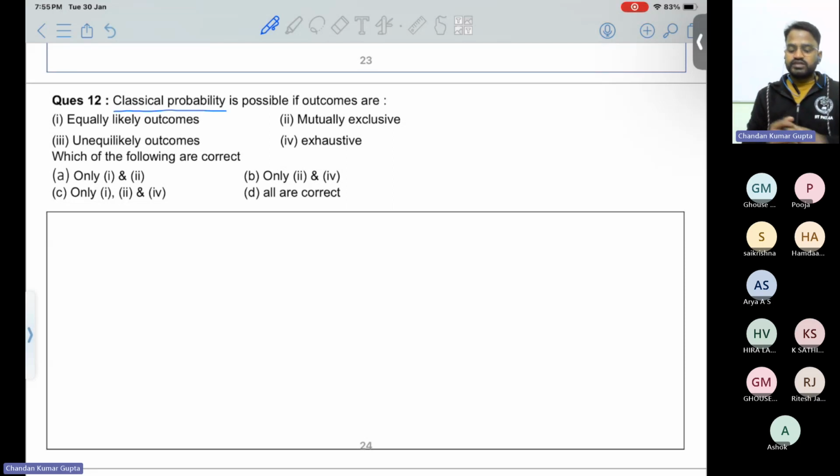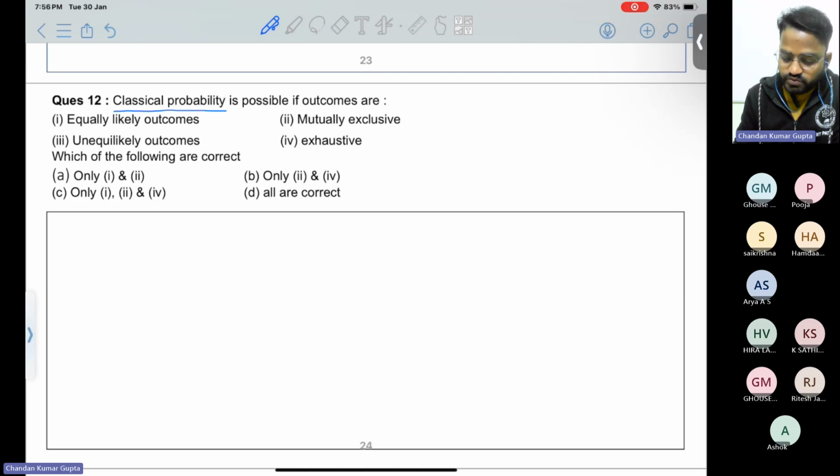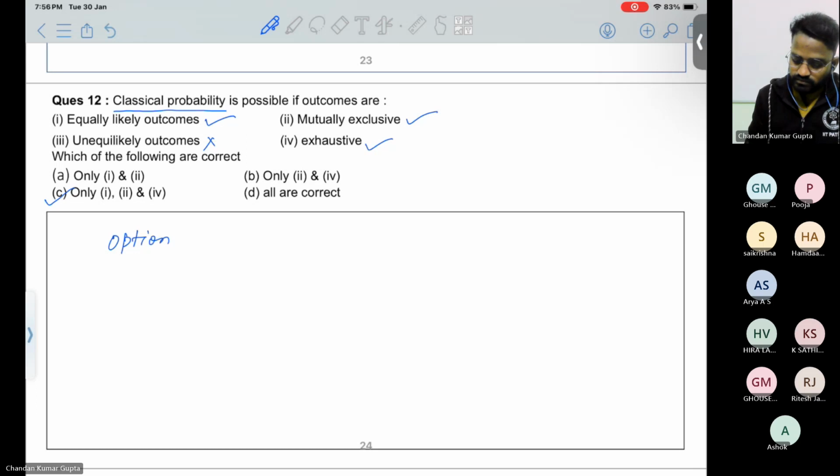Listen, if you don't understand, then ask. Okay. In classical probability, the outcomes should be equally likely. So the first one is correct. Mutually exclusive is correct. Unequally likely is obviously not correct, so the third option is not correct, and exhaustive is correct. So option C is the right one. Is it clear? Option C.